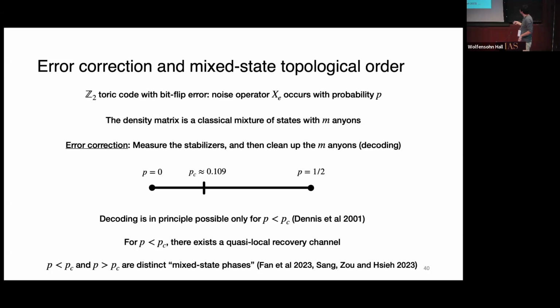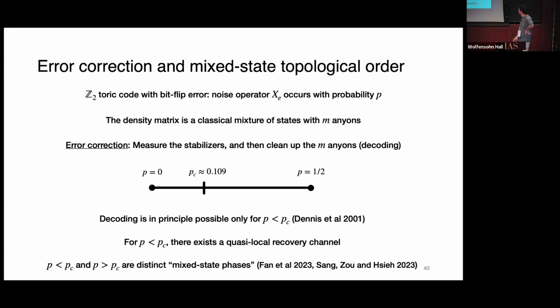However, we also know from this paper back in 2001 that this can only be done when the error rate, the probability of the error, the noise, is low. Okay? In fact, decoding is in principle possible only when P is below a threshold PC. The PC is 10%.